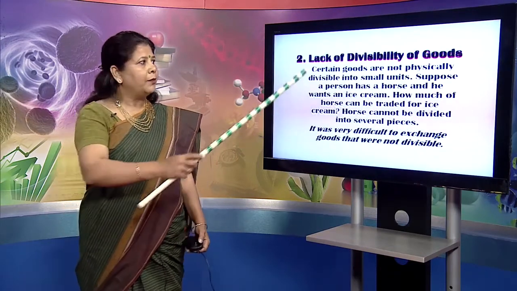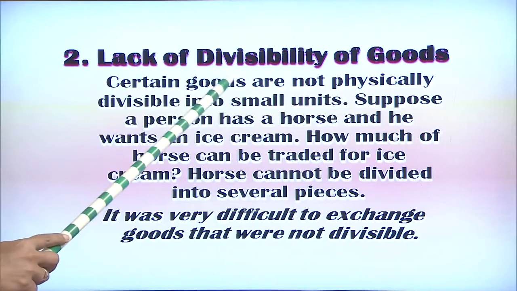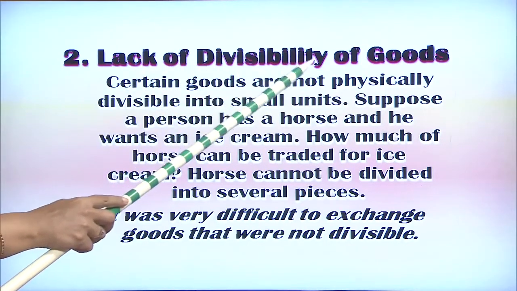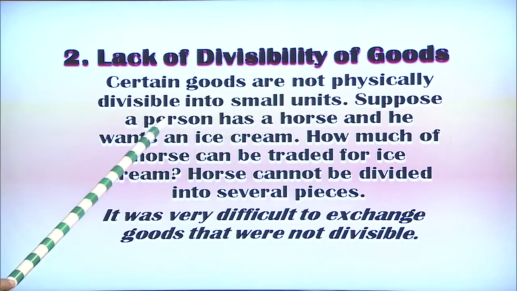The second problem with the barter system was that there was lack of divisibility of goods. Certain goods are not physically divisible into small units. Suppose a person has a horse and he wants an ice cream. How much of horse can be traded for ice cream? Horse cannot be divided into several pieces. It was very difficult to exchange goods that were not divisible.